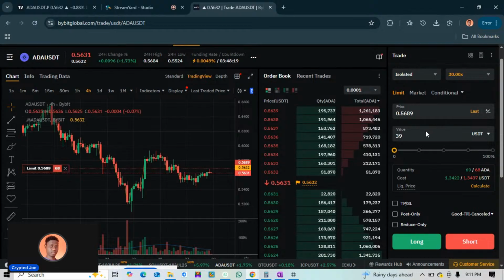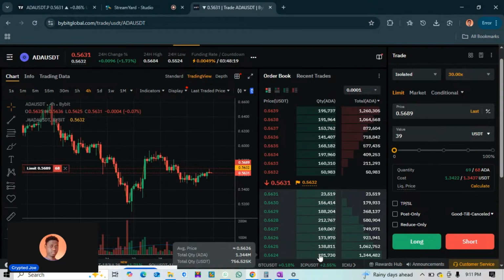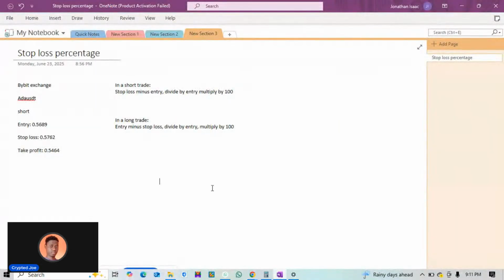And if you have been given a signal without the stop loss percentage, that is what I did here. You can take a screenshot of the recorded version, play it later, pause it and take a screenshot. Understand? In a short trade, stop loss minus entry, press equals, divide by entry, press equals, then multiply by 100. In a long trade, entry minus stop loss, whatever answer you get, press equals, divide by entry, press equals, then multiply by 100.